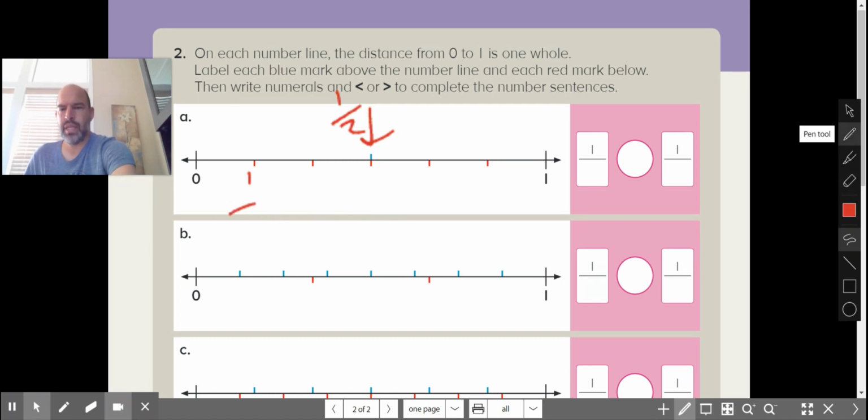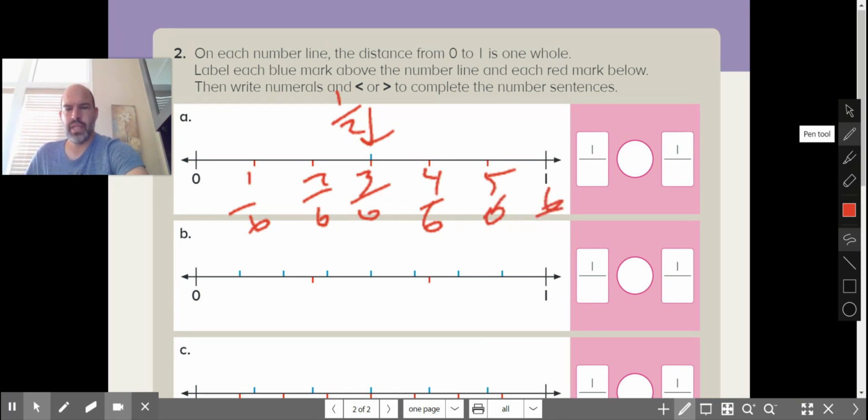Okay, this would be 1/6, 2/6, 3/6, 4/6, 5/6, and 6/6 is equal to 1 whole, right? Now, you can choose to write the 1/6 on the first one here, or you can choose to write 1/2 on the first one, and vice versa over here. That means you can also choose to write 1/2 or 1/6. Make sure that you compare them correctly with the right symbol.